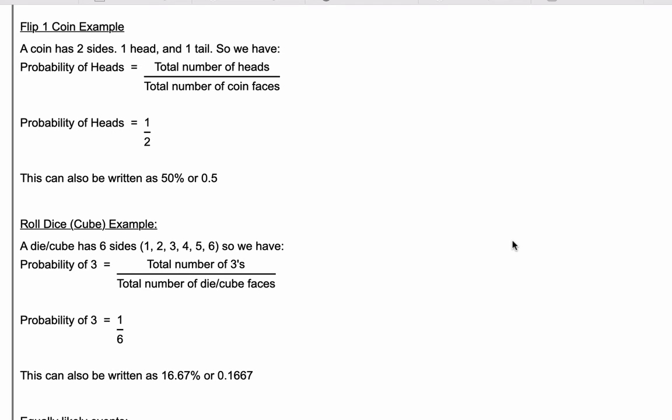Well, we know that a quarter or a dime or a nickel or a penny has 2 sides, one head and one tail. So there's only one way to get heads out of the 2 possible coin faces. So therefore, the probability of flipping a head is 1 over 2, 1/2. Now, as we said before, you can also write probability as a percentage or a decimal. So in this case, the probability of a head is 50% or 0.5.